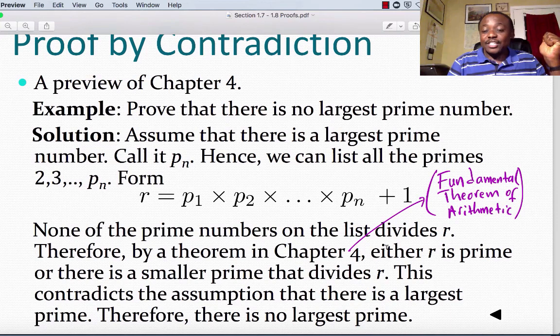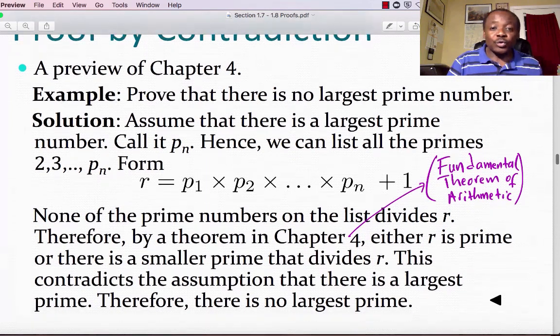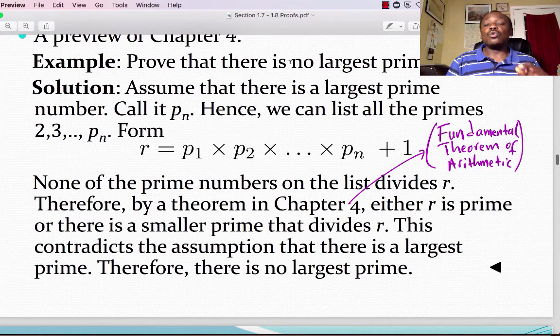Now, if R is not prime, there exists a prime that divides R. And because none of these primes here would divide R, that prime number that would divide R is going to be different from these. What does that mean? That means it's bigger than all of these. And again, that contradicts our assumption here that there exists a largest prime called Pn. So we conclude that there is no such thing as a largest prime number, and we're done.